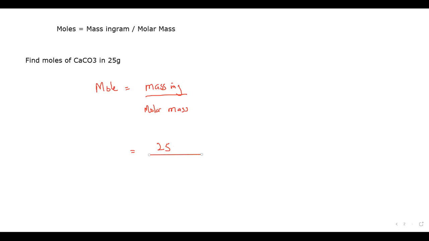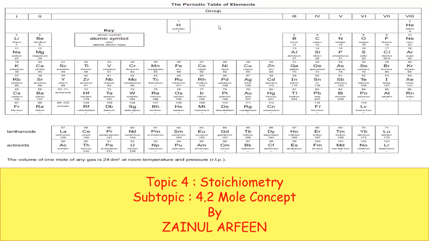So for the molar mass of calcium carbonate, we have to check the periodic table. We have a compound called calcium carbonate, CaCO3. Calcium, what is the mass of calcium? At the bottom of the periodic table the masses are given. It is 40. So the mass of calcium is 40.